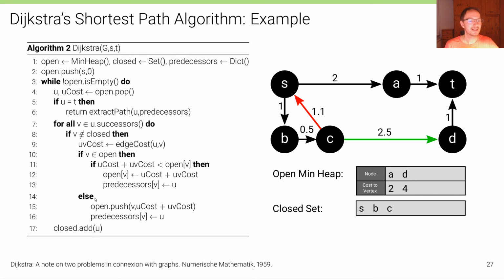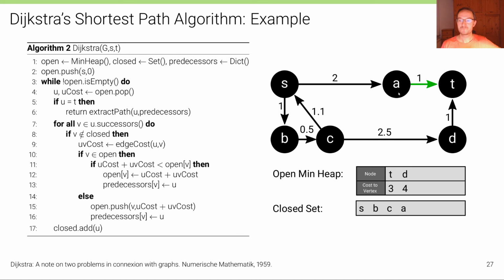Right. So if we look at the algorithm here on the right, we have this condition: V must not be in the closed set to continue. This condition is fulfilled indeed for D. It's not in the closed set, and the edge distance from C to D is 2.5. So we're going to add D to the open min heap, and the cost to D is 1.5, which is the cost to C, plus 2.5. So we have 4. Now the next element that we're going to pop from the open min heap is clearly A, because A has a cost to vertex of 2.